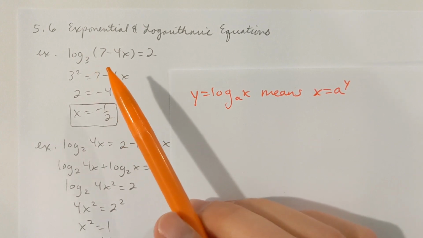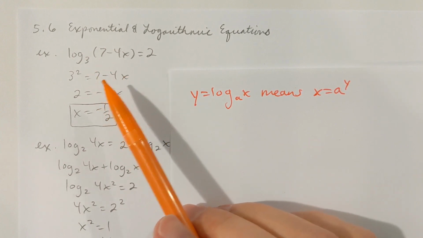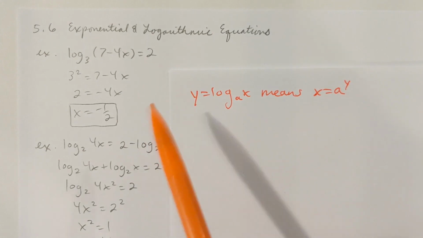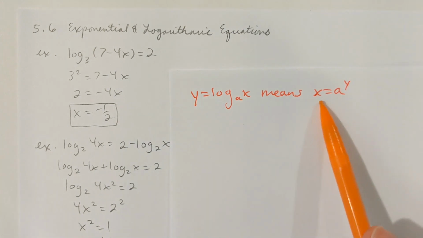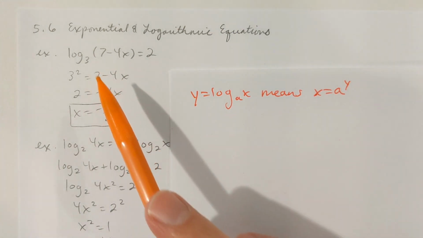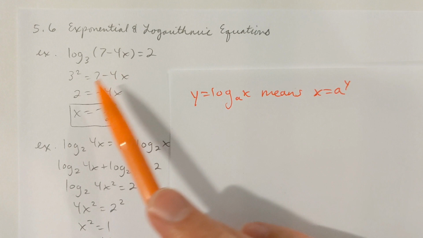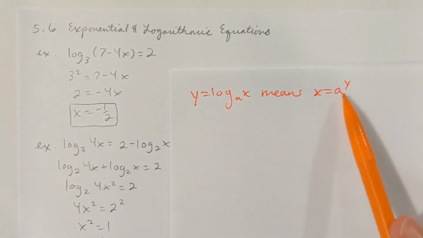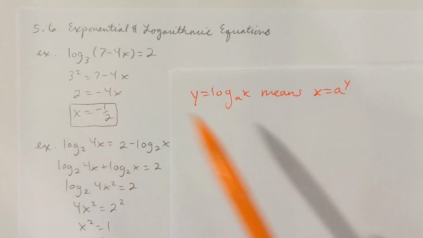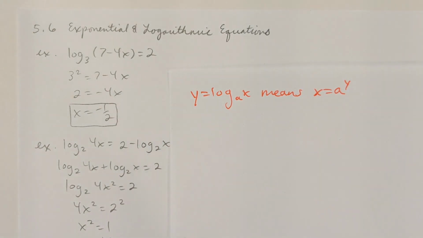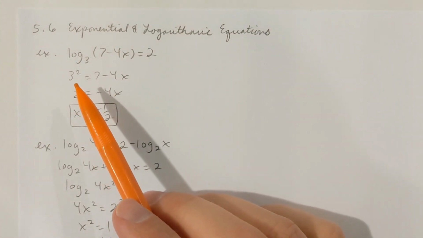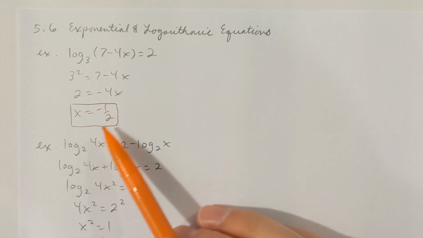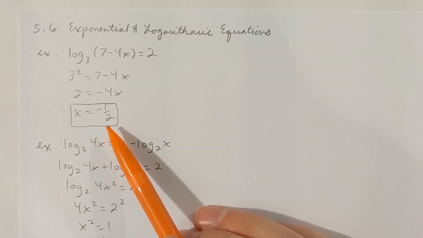And let's get rid of the logarithmic notation by rewriting this into exponential form using the definition. 7 minus 4x is my input, so that's going to be all alone on one side of the exponential. 3 is the base, 2 is the y value, and so 3 squared would be on the other side. And now I'm back on familiar ground because I no longer have the logarithmic notation going on. So also 3 squared is 9. And if you subtract 7 and then divide by negative 4, we get x equals negative 1/2.